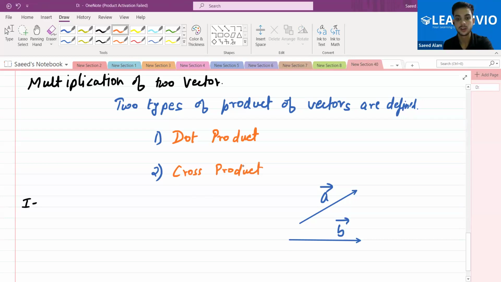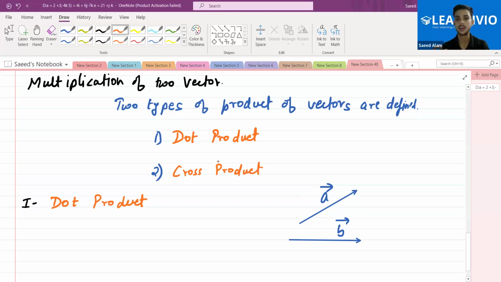Another one is said as cross product. So first of all, we'll see the dot product over here, that how to find out the dot product of the two vectors. Basically, whenever you need the dot product, that means you have to multiply the two vectors, and we want the dot product. So how do you have to do it?